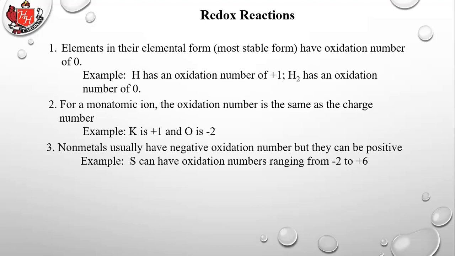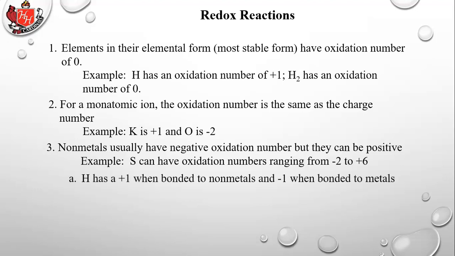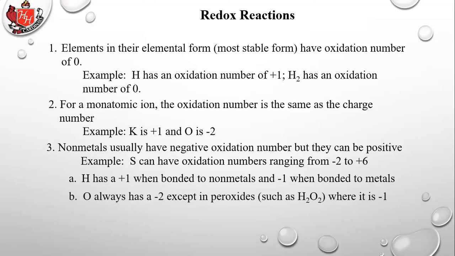Nonmetals usually have negative oxidation numbers, but they can be positive. For example, sulfur can have oxidation numbers ranging all the way from -2 up to +6. And again, when we get into some examples, you'll see how you can tell which it should be. Hydrogen has a +1 when bonded to nonmetals and a -1 when bonded to metals. So again, examples will help clarify this later. Oxygen always has a -2 except in peroxide, such as hydrogen peroxide. That's what you use for elephant toothpaste. In that case, the oxygen would be a -1.